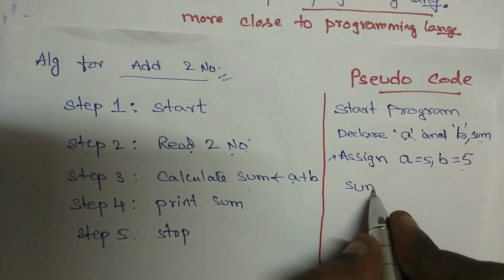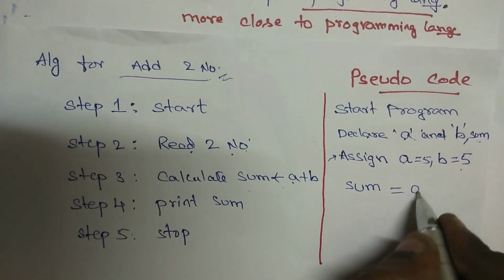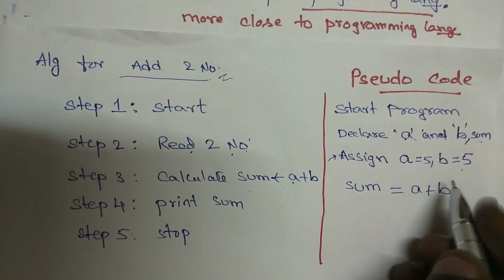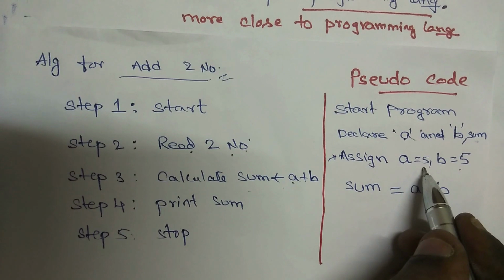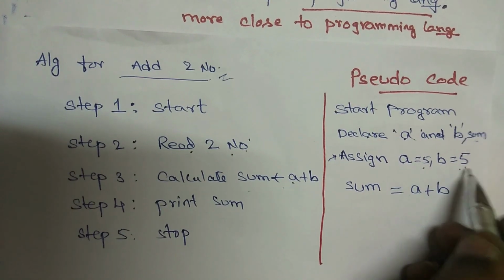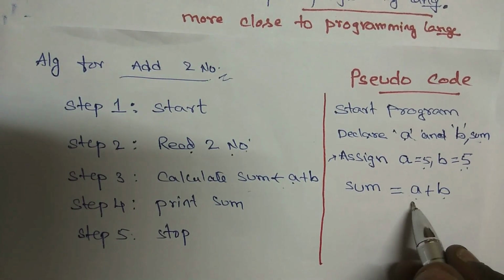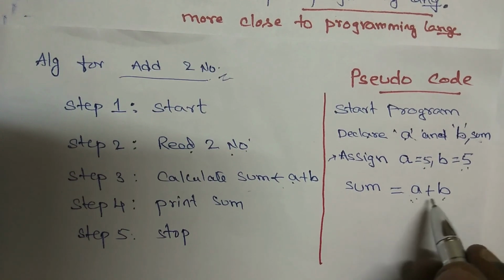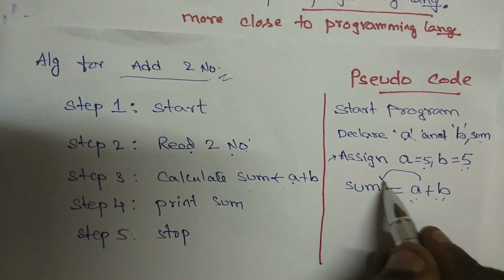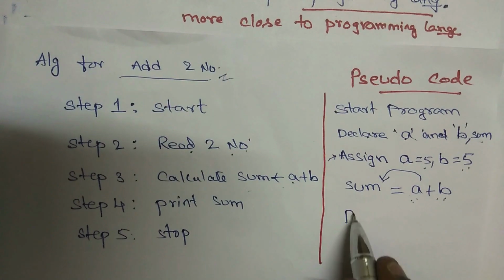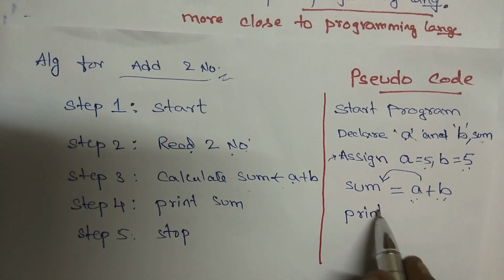Now I want to calculate. The sum is A plus B. Here, what is the value of A? The value of A is 5, and the value of B is 5. Now I have to add A plus B, that is 5 plus 5. This result will be stored in the sum. And I have to display, or print.